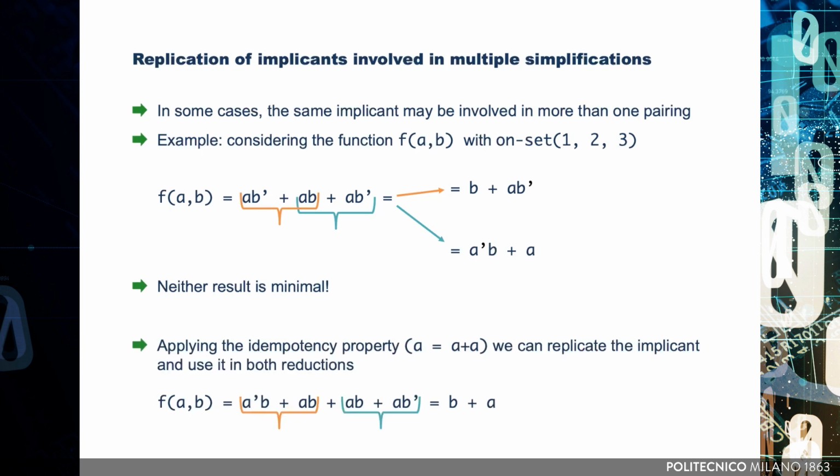To overcome this issue, we can apply the idempotence property, that is A equals A or A, to replicate the implicant and use it in multiple simplifications. In this example, we can simplify in both ways shown above at the same time, thus obtaining the final form, B or A.